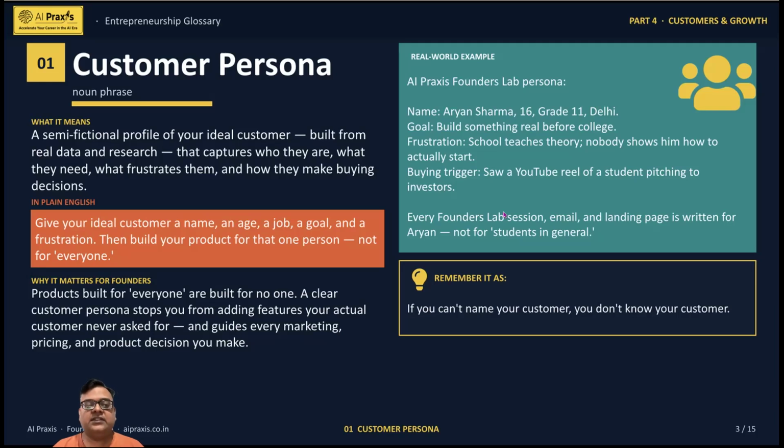Now imagine this. Every email, every landing page, every session is designed specifically for Aryan. That clarity changes everything. So remember this line: if you cannot name your customer, you do not know your customer. So you should know your customer in and out.